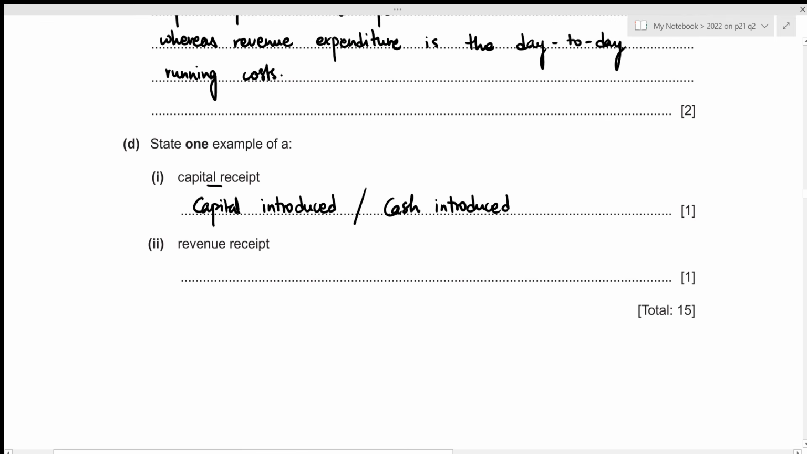Then we have our revenue receipt, and revenue receipt is basically our income received. So the incomes could be rent received or commission received. Let's write it down.